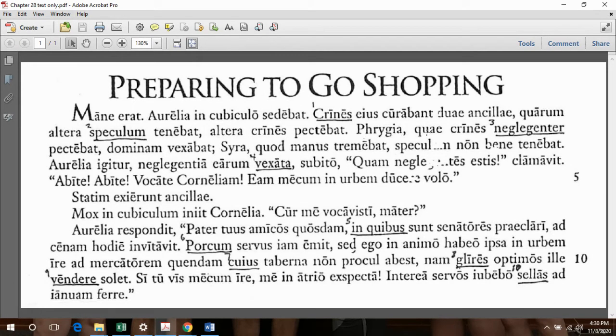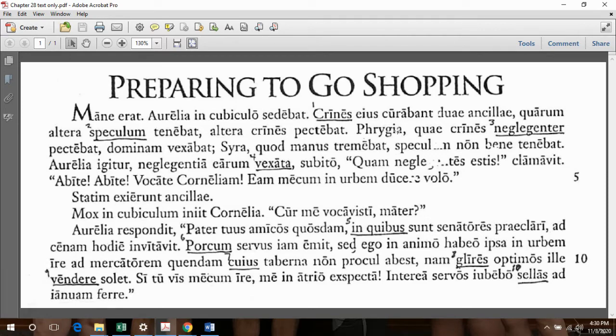So, here again, quae is the relative pronoun introducing its own clause. The main clause is Phrygia dominam vexabat. Phrygia was annoying the mistress. Whereas the relative clause, the subordinate clause, quae pectebat, has the distinction that it cannot stand on its own. Who was combing the hair negligently.